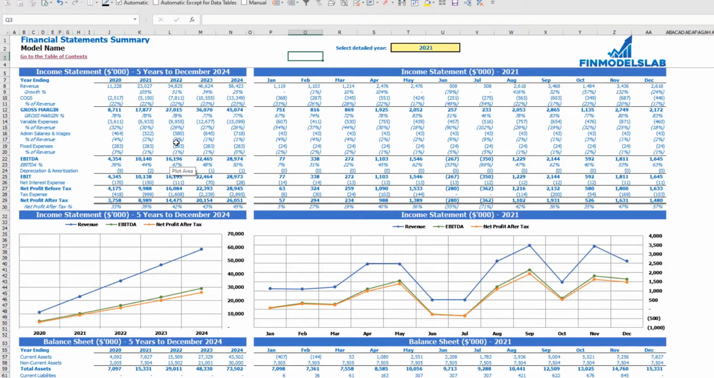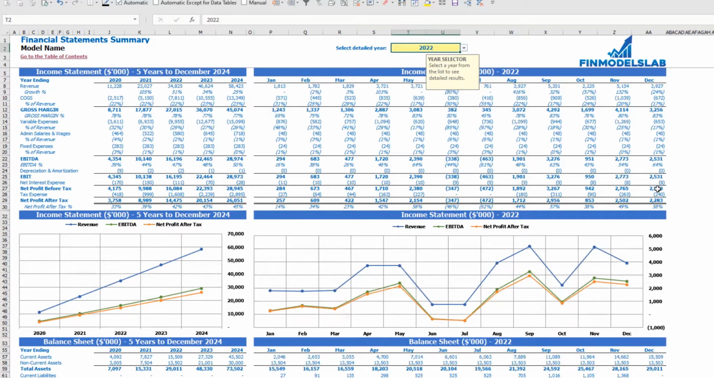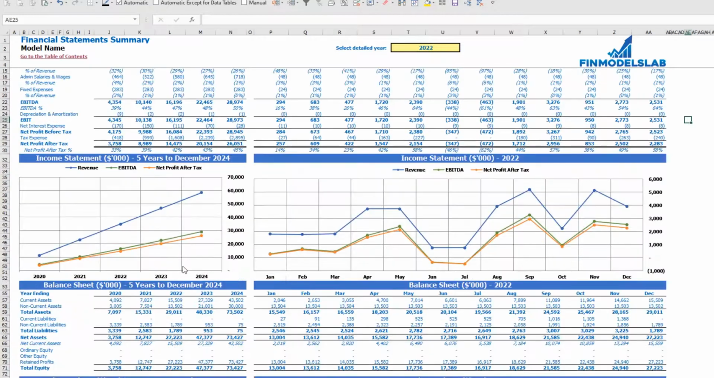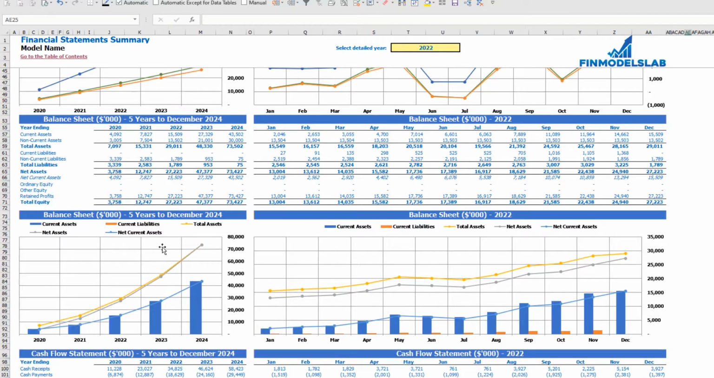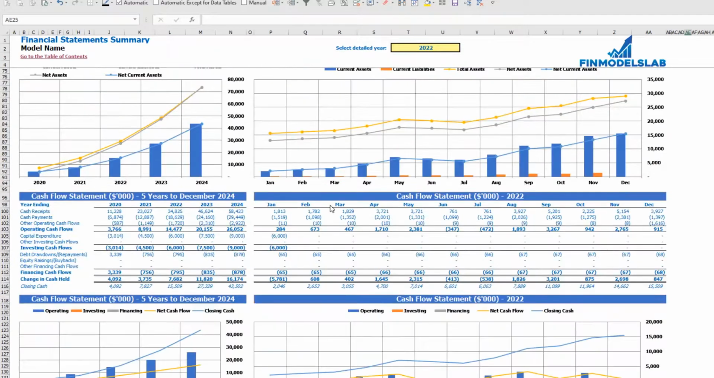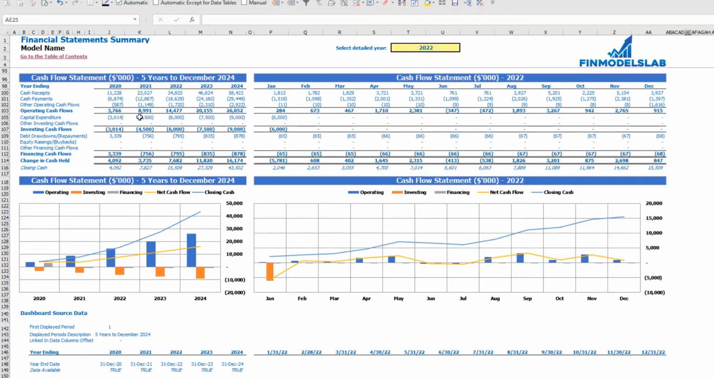On the top you have the income statement broken down by 5 years and the selected year, which you can change here, broken down by months. Below you may see the same information in chart form. The next set of tables and charts will show you the balance sheet, main KPIs broken down by 5 years and the selected year by months. And the last part will show you the cash flow statement breakdown for the 5 years and for 12 months for the selected year, as well as charts with the same information.